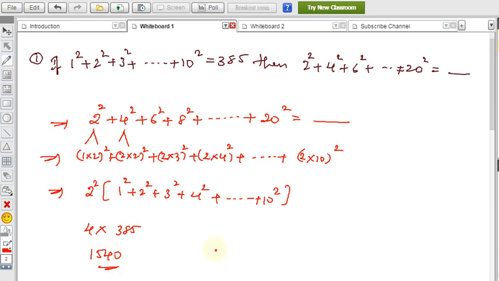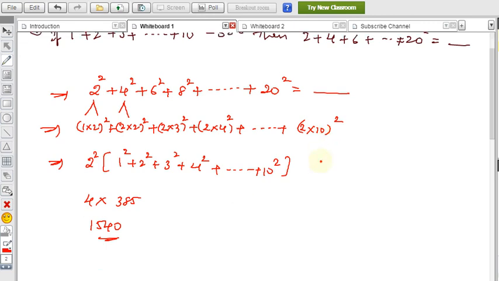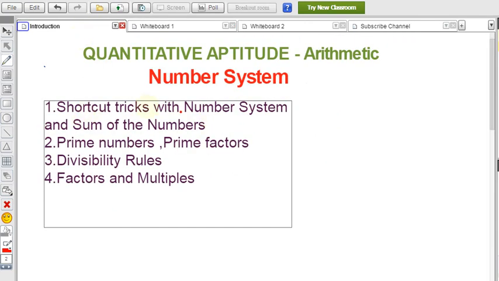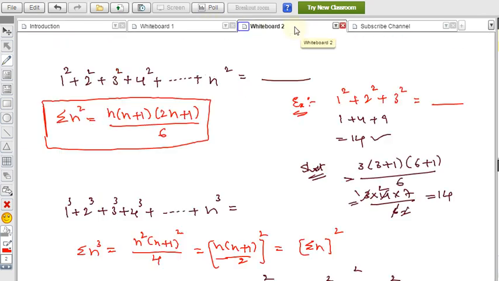We can write this. So if you are able to split the 2 square, you can make it this way. Simultaneously they will give these questions. Now we'll see about the prime numbers. Such type of questions are for the sum of numbers. Now we'll see the prime number concept.